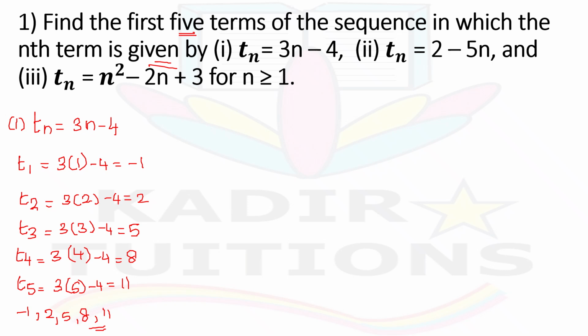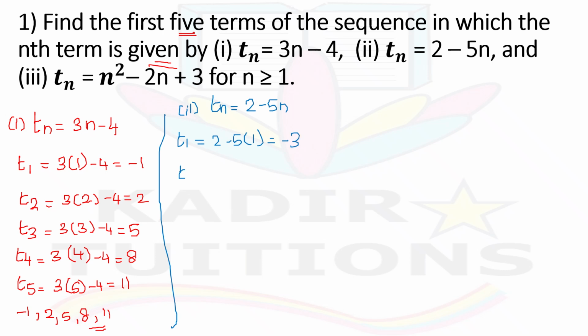Now we'll move to the second question. So the nth term is given as Tn equal to 2 minus 5n. So here also we are going to find the first five terms. So find T1, which is 2 minus 5 into 1, which is minus 3. 2 minus 5 is minus 3. And T2, 2 minus 5 into 2. So 2 minus 10, which is minus 8. T3, 2 minus 5 into 3. 2 minus 15, so you will be getting minus 13.